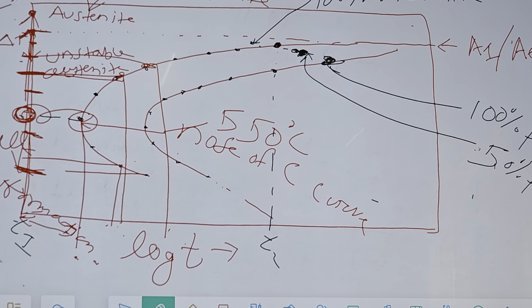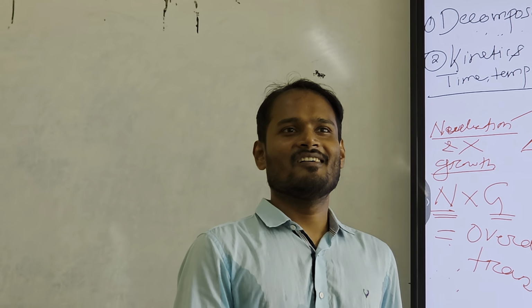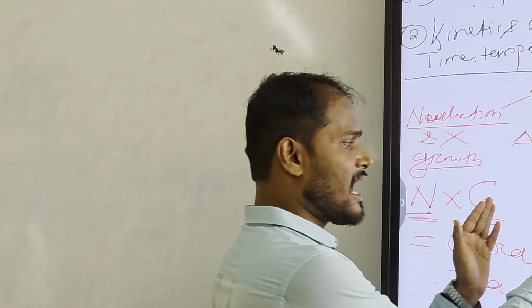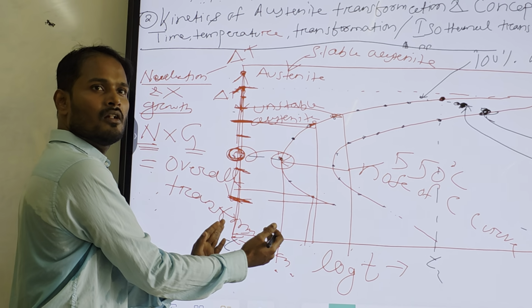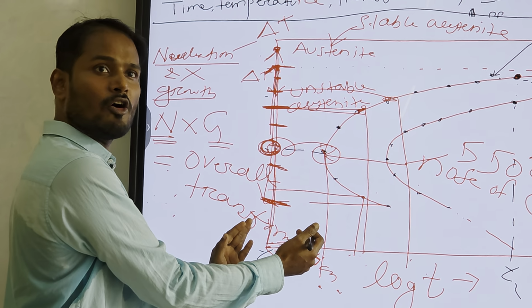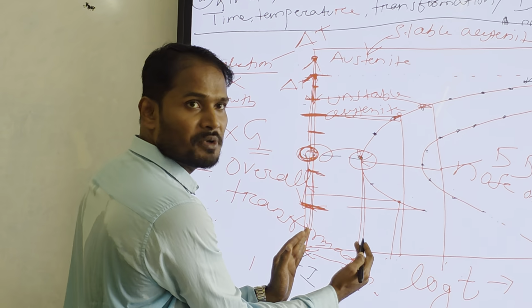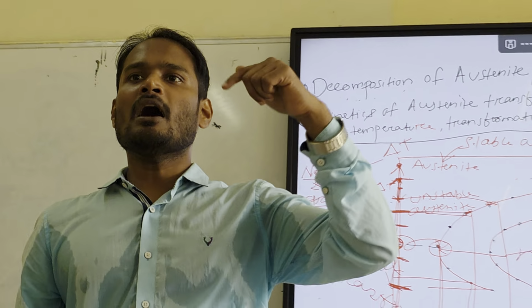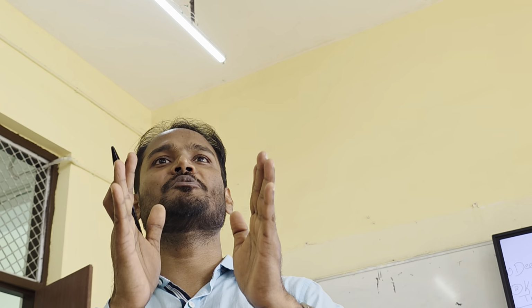And there is a question people ask: what is incubation period? Incubation period means this gap actually is called incubation period. That means the time interval up to which the transformation will not proceed. Still austenite will be there. Again I am saying, this is the incubation period. Or in other words, higher temperature means higher incubation period, lower temperature means higher incubation period. But at the nose point, incubation period is very less, minimum.